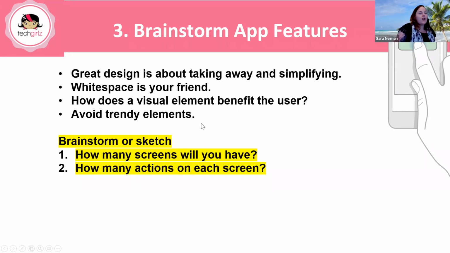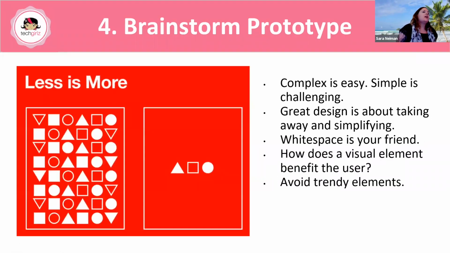So you might be like, oh, I want to put this video in here. It's so cool. Or this GIF, or however you're supposed to say it. You want to add that in. It's really kind of a distraction when you're trying to create an app. So thinking about how many screens will you have? And also how many actions on each screen. I always suggest that when you are thinking of your prototype for today, less is more.